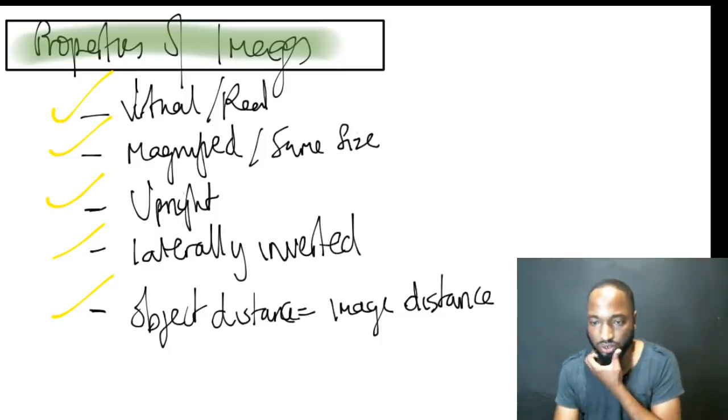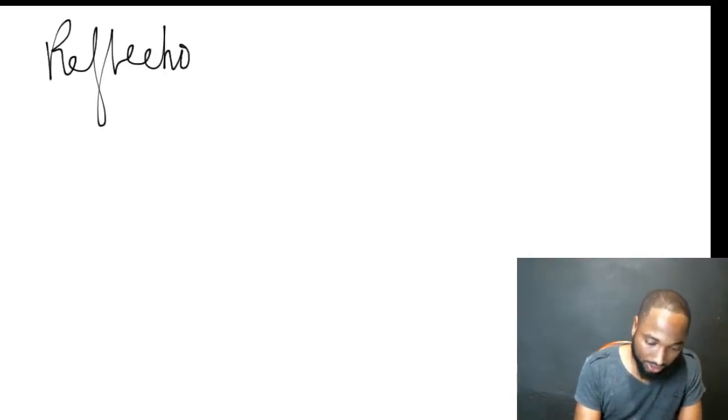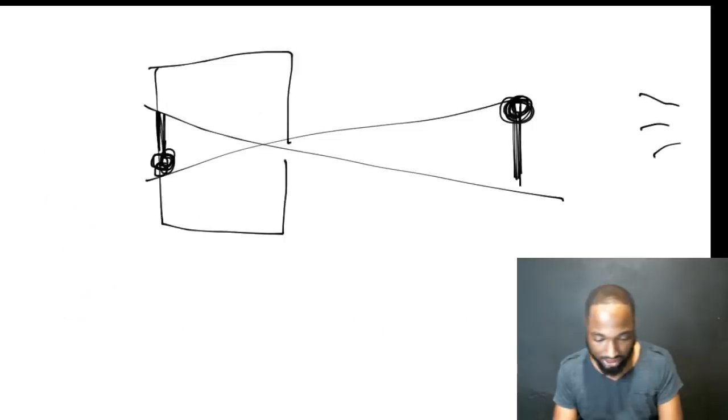All right, so let's go on. Reflection of light. So you're going straight into reflection. That's the first big topic here. Reflection. We talk about the basics. Now we just take a quick recap.